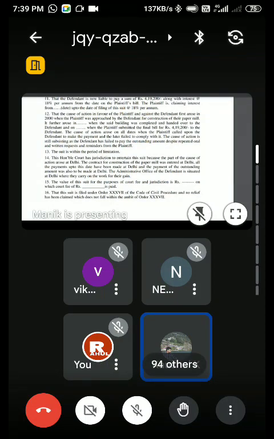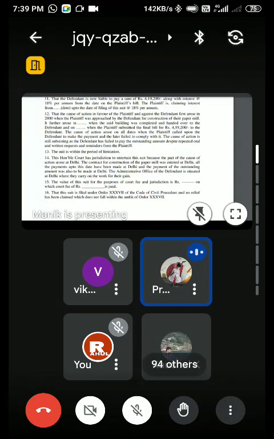So therefore, sir, will you please explain point 12, what it's all about? Point 12 regarding the cause of action.